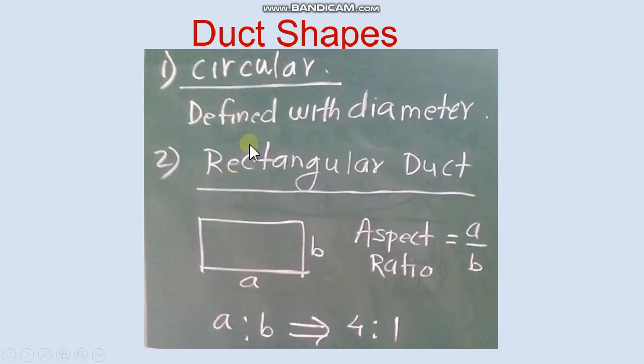Normally two shapes of duct are used: circular, which is defined by its diameter, and rectangular, which is defined by the longer side A and the smaller side B. The ratio of A to B is called the aspect ratio. A commonly used aspect ratio is 4:1.